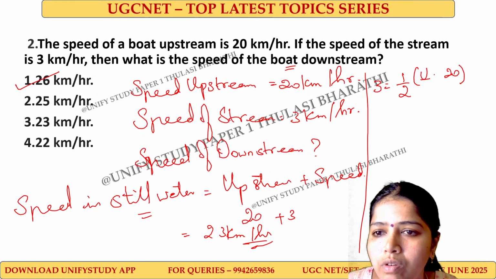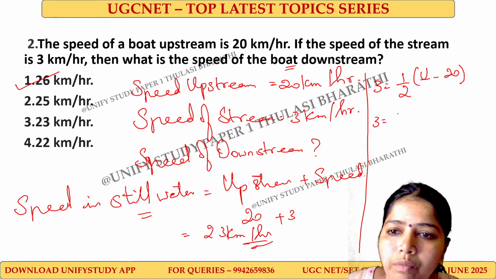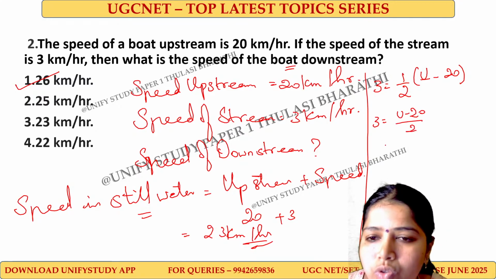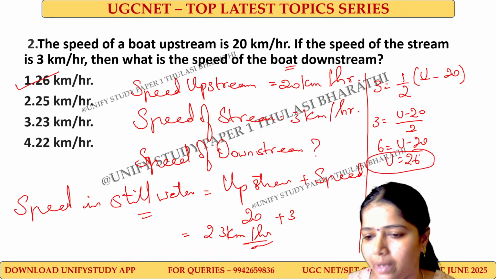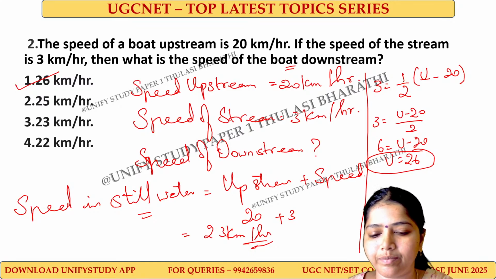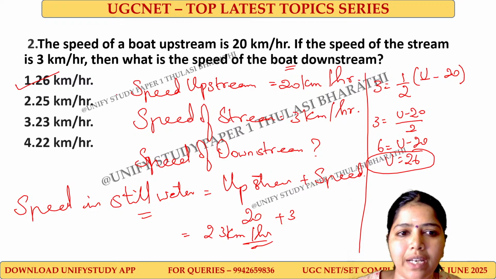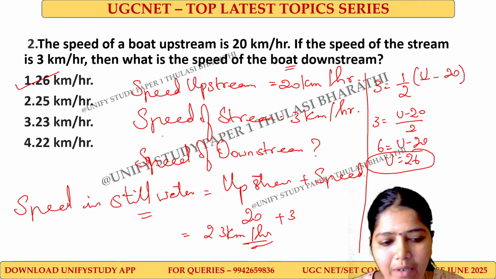This we don't know, minus this. So 3 is equal to U minus 20 divided by 2. So this goes here, 6, that is U minus 20. U is equal to 26 km per hour. Very good. You are right. Shall I repeat it again? Yes, I will repeat it again.